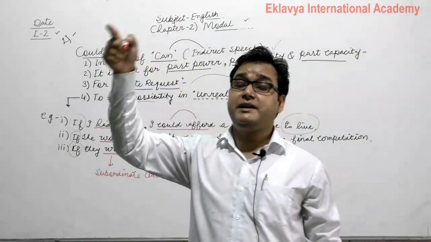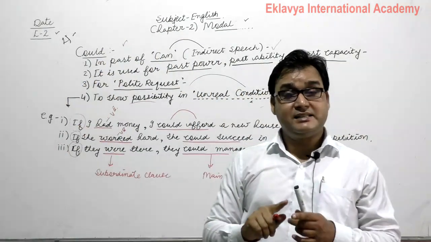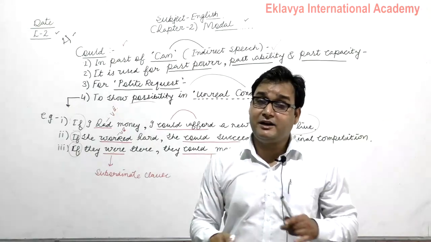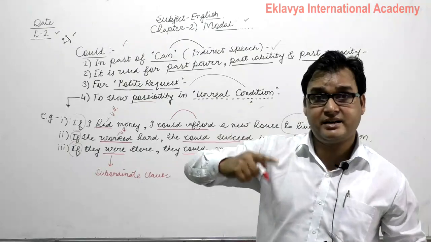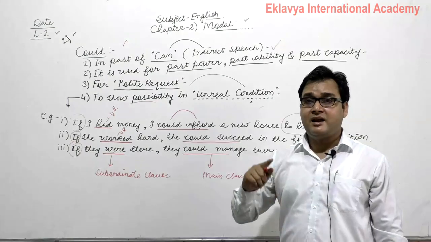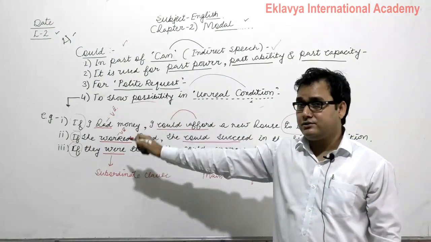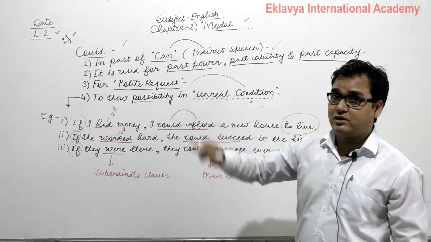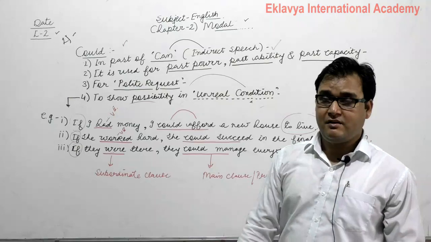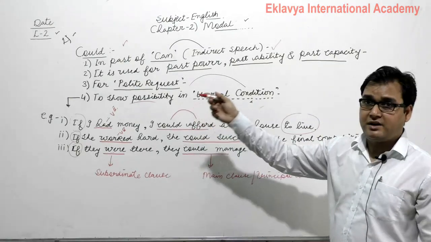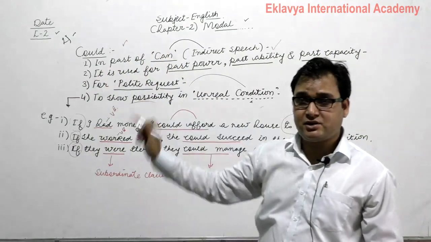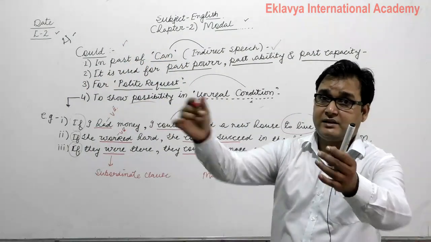There was possibility, if I had the money, but I didn't have the money. मेरे पास पैसा नहीं था. That's why I couldn't afford a new house, and the condition is unreal. अवास्तविक condition है यहाँ पे. And don't forget that in the subordinate clause you have to use second form, and the principal one proceeds with could plus first form, would plus first form, or might plus first form. We can use could, would, or might, but right now we're talking about the modal could here, students. Okay, options will be there in board examination if the example is of blanks.